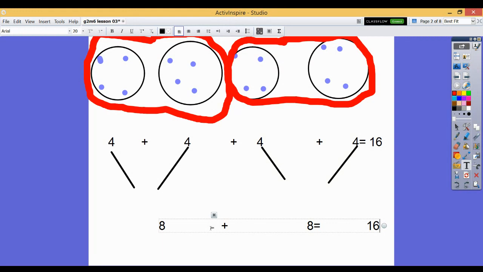So that's our new strategy for this week. It's called doubles. It's when you take smaller equal groups and you create them into bigger equal groups so you can have a smaller equation and you still have the same answer. Let's practice one more time.